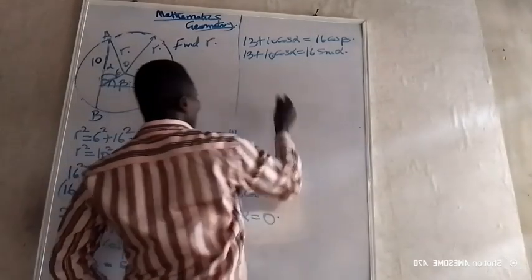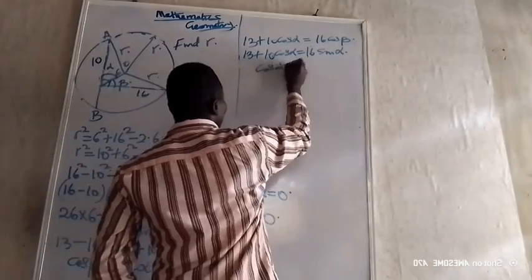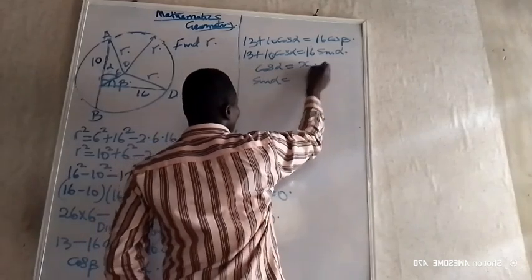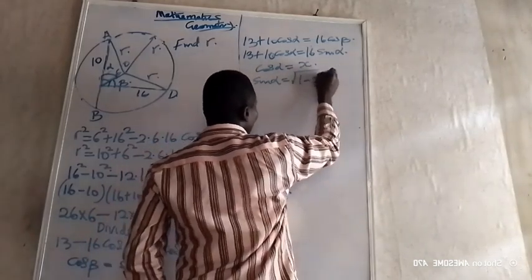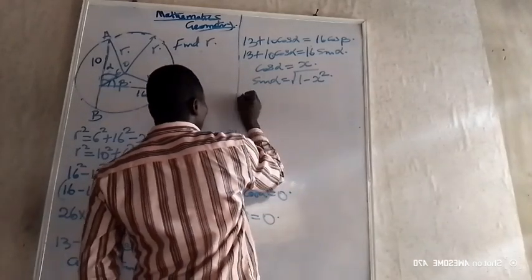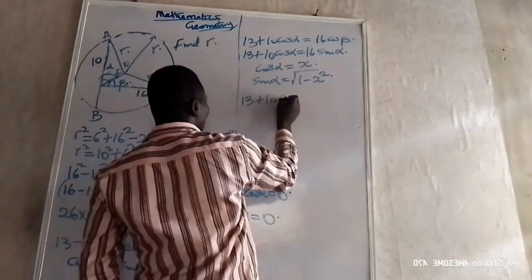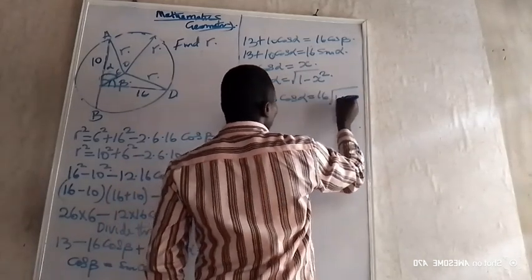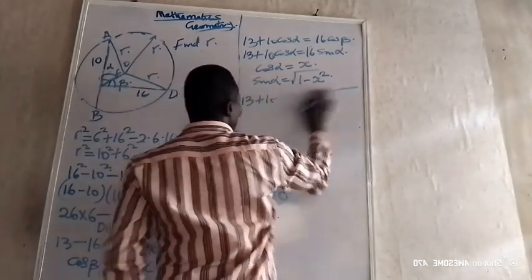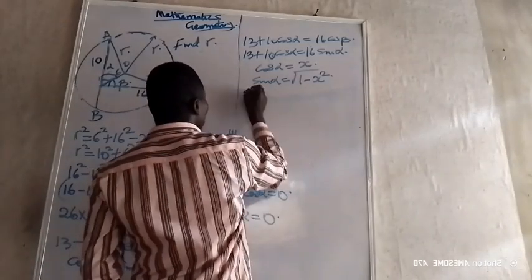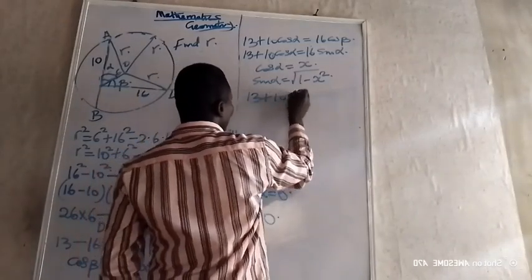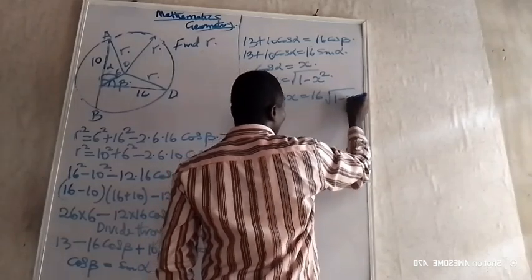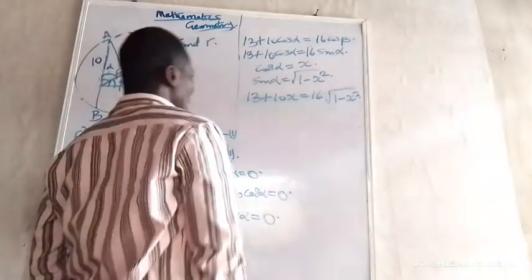And let's make cos alpha equal to x. So sine alpha will be equal to the square root of 1 minus x squared. So we can now make our equation 13 plus 10x is equal to 16 into the square root of 1 minus x squared. So let's square both sides.